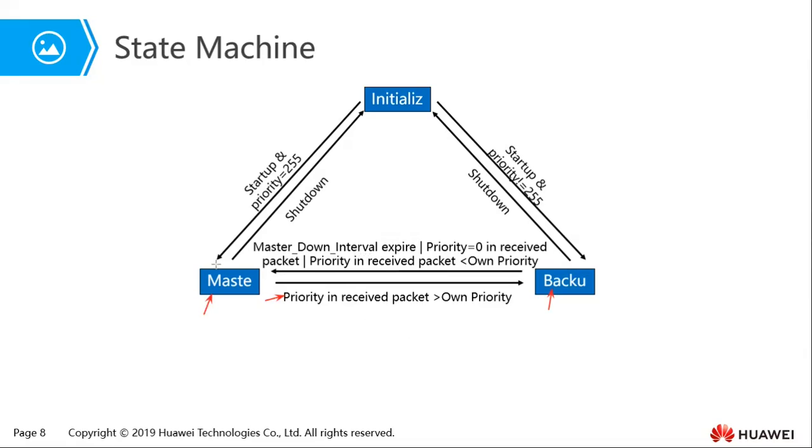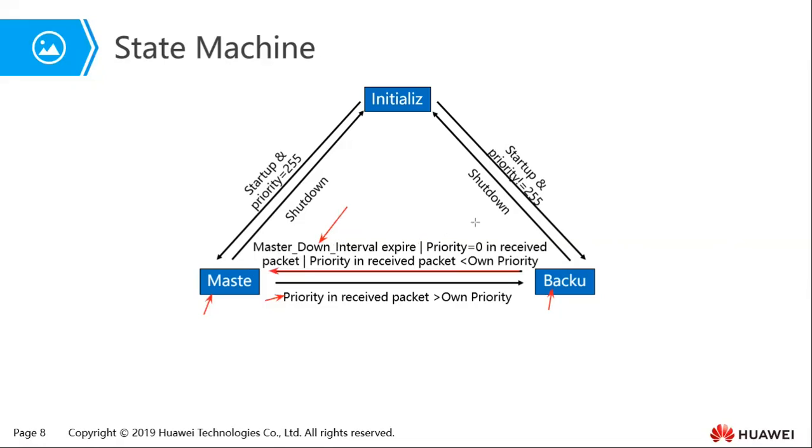Now, we can also transit from backup to master in certain circumstances. So, for example, you can see here, we are switching from backup to master. We have 3 circumstances when this can be possible. Number 1 is when the master down interval expires. What that means is that the master has gone down, so we've not received an update packet from the master for a certain duration of time.